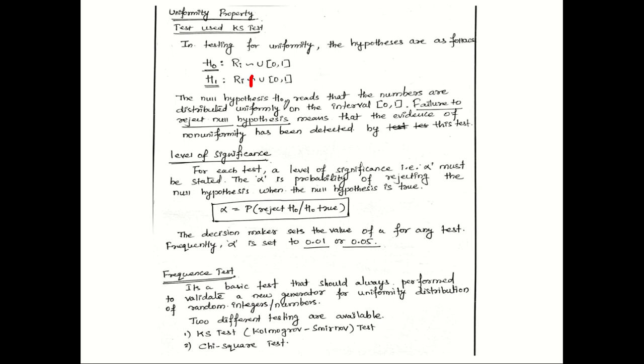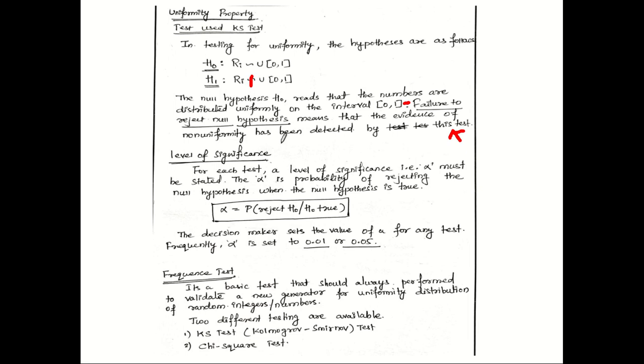See, the null hypothesis, that is H naught, reads that the numbers are distributed uniformly on the interval 0 to 1. So failure to reject the null hypothesis means that no evidence of non-uniformity has been detected by the particular test here. So these two hypotheses we will consider.